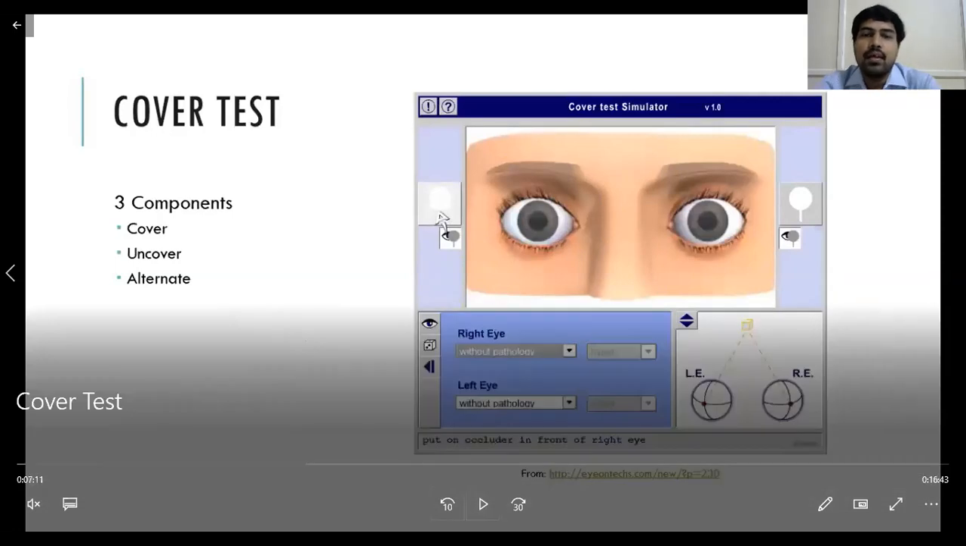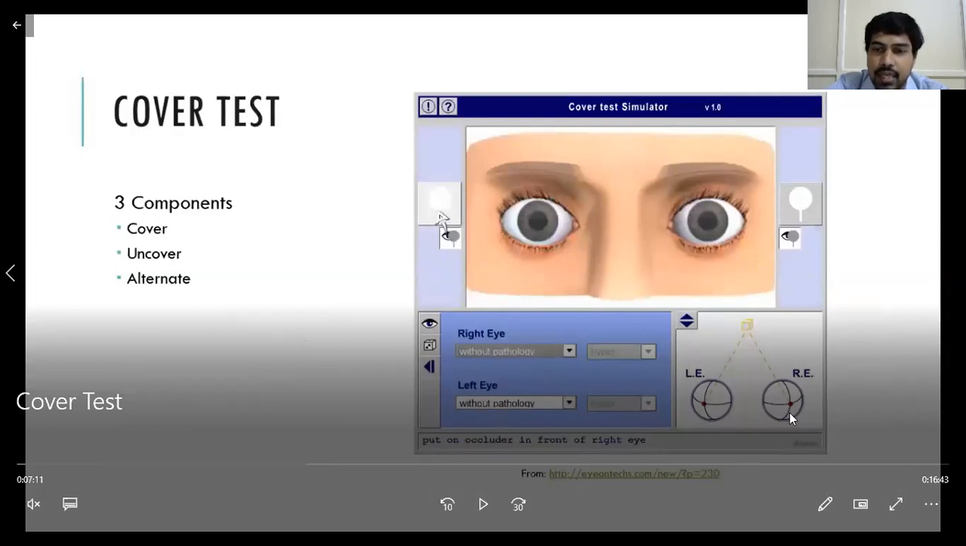So see, this is a video taken from YouTube. You can see it on YouTube also. This is a normal person. Here you can see both the eyes are looking straight. In the bottom left corner, the right eye and left eye are mentioned. The right eye is without any pathology, and the left eye is also without any pathology.